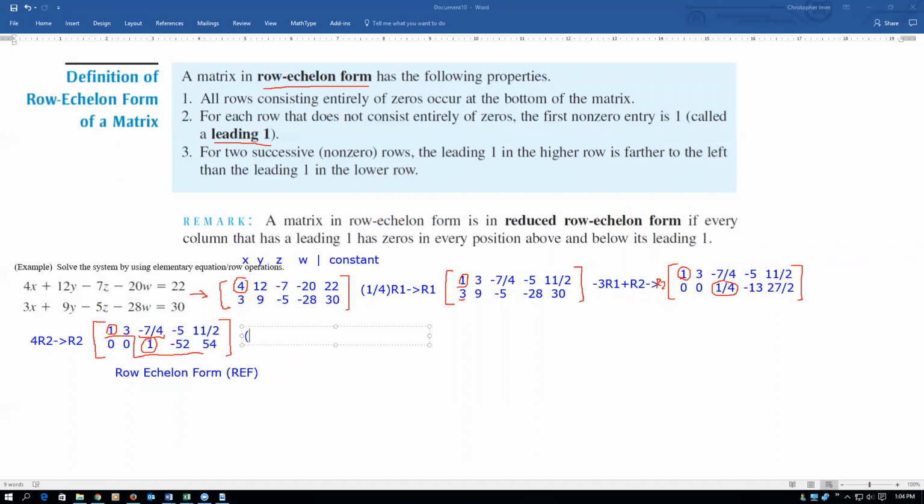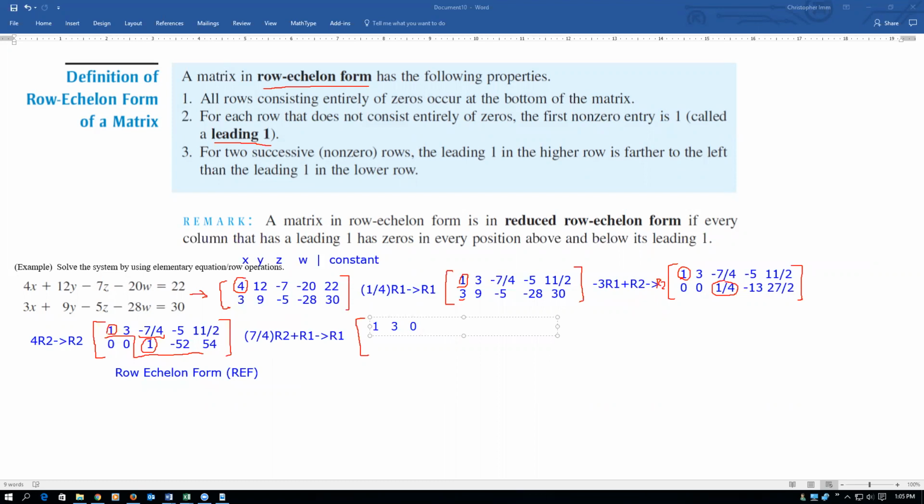So let's do that. 7/4 row 2 plus row 1, store in row 1. Now we have to be careful because we're using fractions here, but we should be able to do this. So our first row, of course, when we multiply a 0 by 7/4, we'll still get 0. So the first row is not going to change until the third entry. That third entry should be a 0. 7/4 times 1 minus 7/4 is 0.